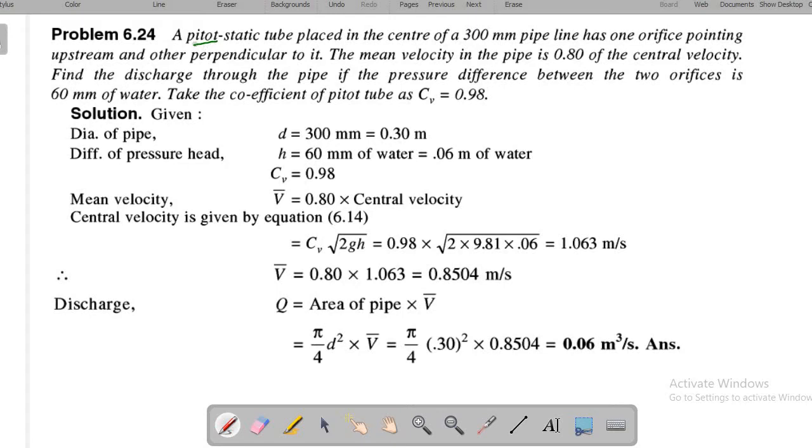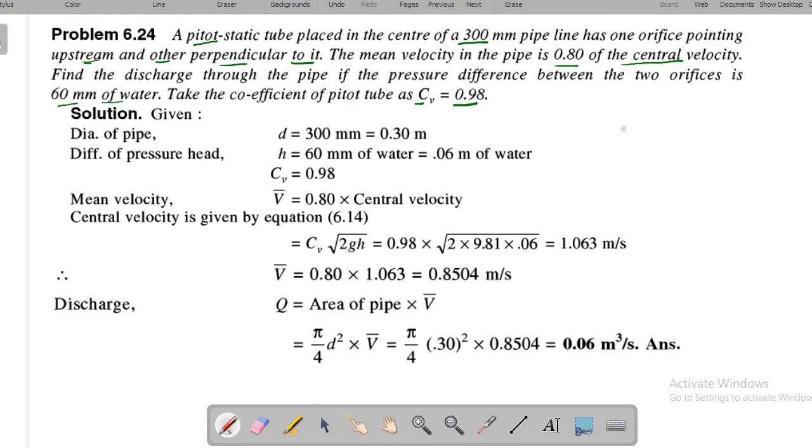A pitot static tube placed in the center of a 300 mm pipeline has one orifice pointing upstream and the other perpendicular to it. The mean velocity in the pipe is 0.8 of the central velocity. Find the discharge through the pipe if the pressure difference between the two orifices is 60 millimeter of water. Take the coefficient of pitot tube Cv equals 0.98.